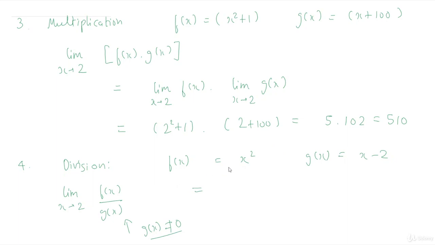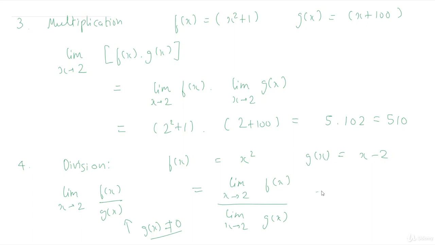So the limit exists, so we can now split it according to the division rule here. This will be limit x approaches 2 f of x over limit x approaches 2 g of x. Now we'll check one more thing: that limit x approaches 2 g of x should not be equal to 0. So g of x should not approach 0 at this point. But when we put the limit, that is limit x approaches 2 of g of x, the answer of this function is coming as 0. So that means this limit does not exist.